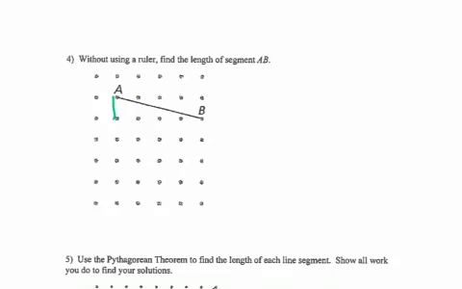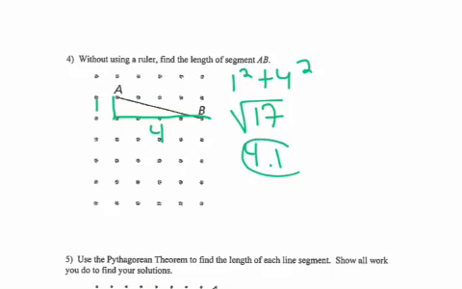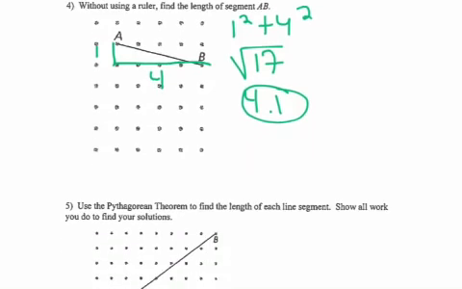So as always, draw a right triangle off of it. This leg is 1, and this leg is 4. Remember, when you are counting leg lengths, you count segments, not dots. And I'm finding the hypotenuse, so I add 1 squared plus 4 squared, which gives me 17. And remember, your final step is to always take the square root, and you would get roughly 4.1.